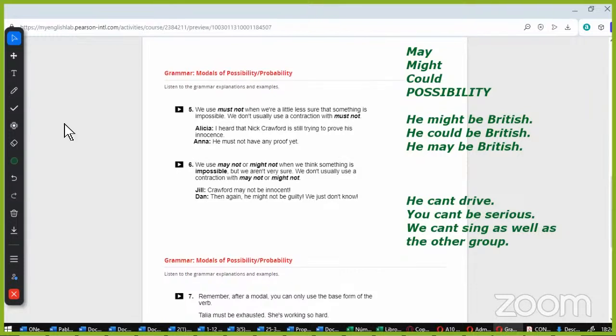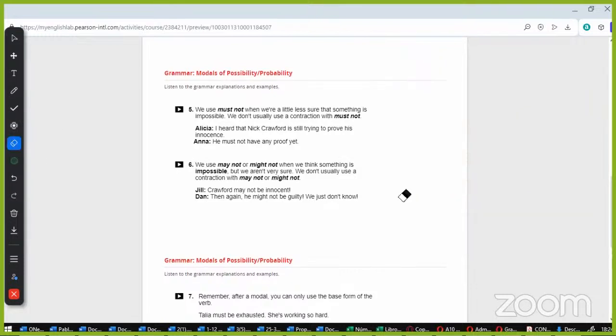No, mister. Okay, let's please read number 5 and 6. We use must not when we are a little less sure that something is impossible. We don't usually use a contraction with must not. I hear that Nick Crawford is still trying to prove his innocence. He must not have any proof yet. We use may not or might not when we think something is impossible, but we aren't very sure. We don't usually use a contraction with may not or might not. Crawford may not be innocent. Then again, he might not be guilty. We just don't know.